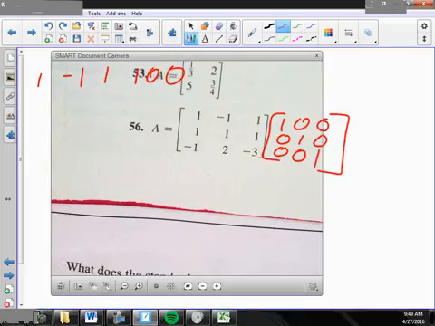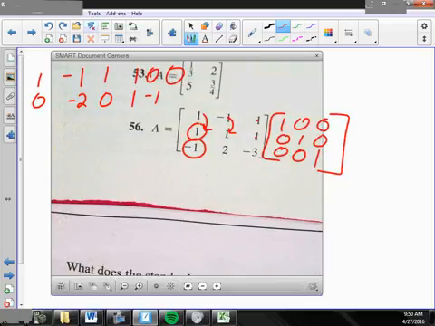Okay, I want to turn both of these into zeros. So for the second row, I'll take the first one minus the second one. So 1 minus 1 is 0. Negative 1 minus 1 is negative 2. 1 minus 1 is 0. 1 minus 0, I've learned this, it's 1. 0 minus 1 is negative 1, and 0 minus 0 is 0.